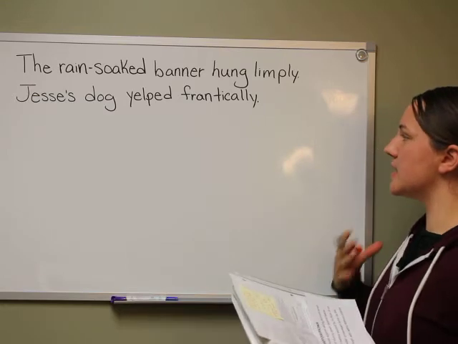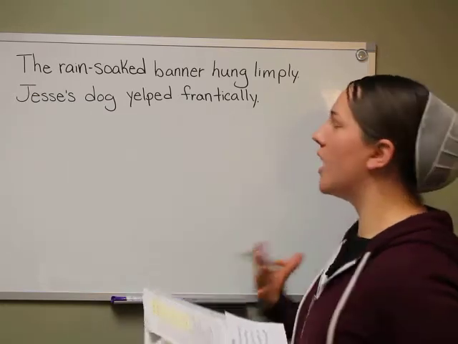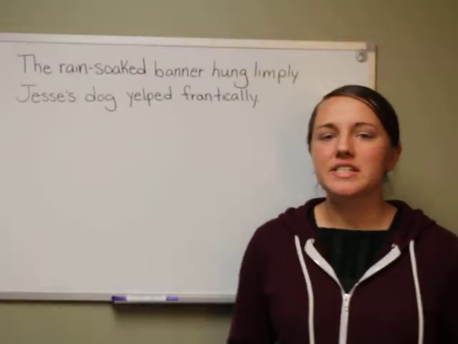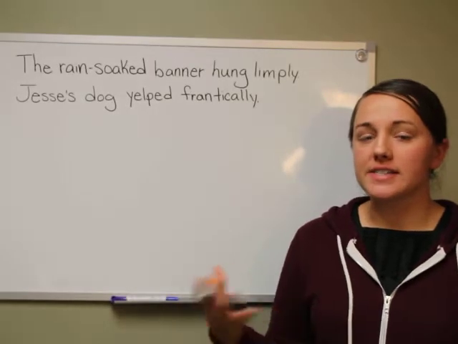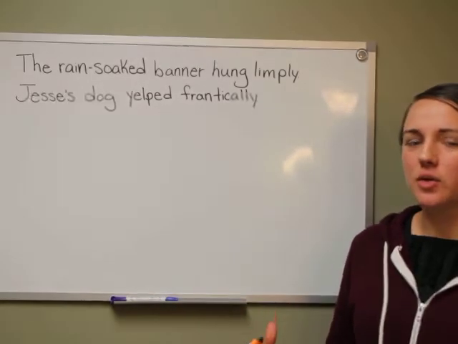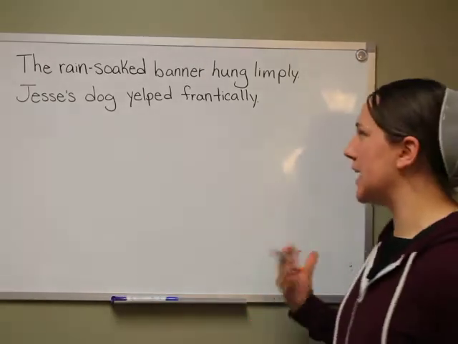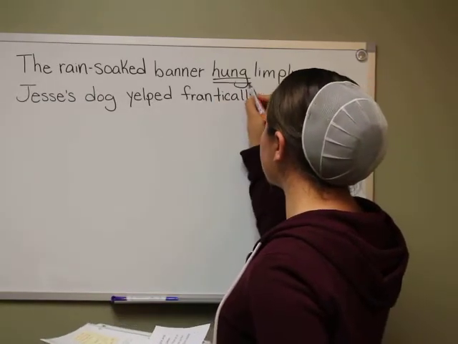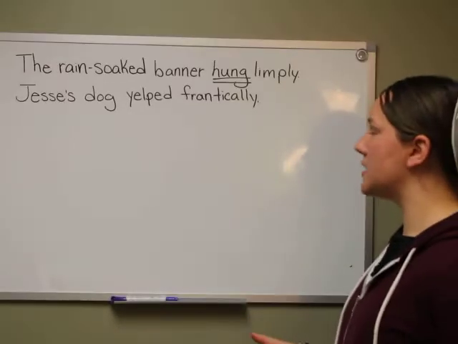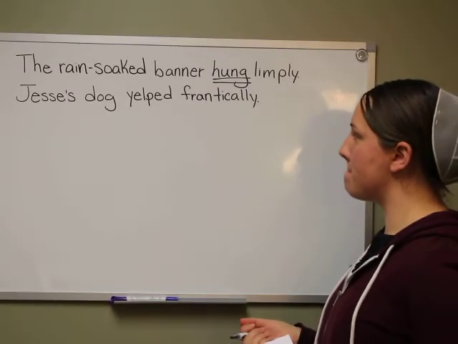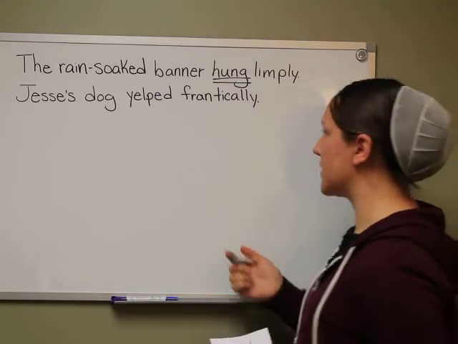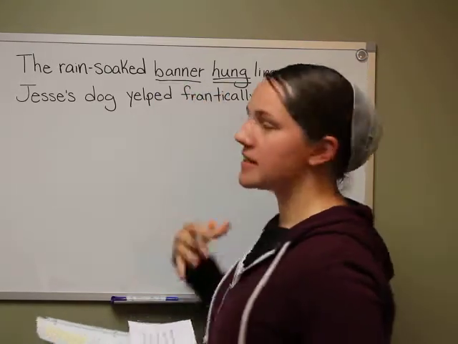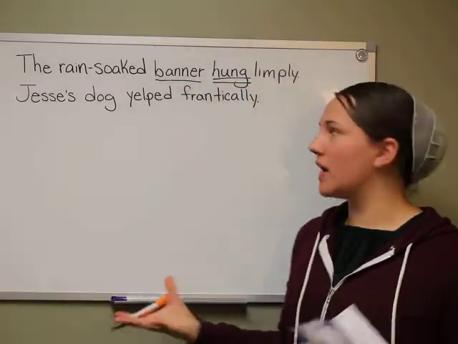Our first sentence is, the rain-soaked banner hung limply. When we diagram, the first thing we want to find is our verb. What is the action or the state of being that you see in this sentence? We see that hung is our action in the sentence, so that is our verb. Who or what hung? If you look, you can see that banner is the subject because the banner is what hung.